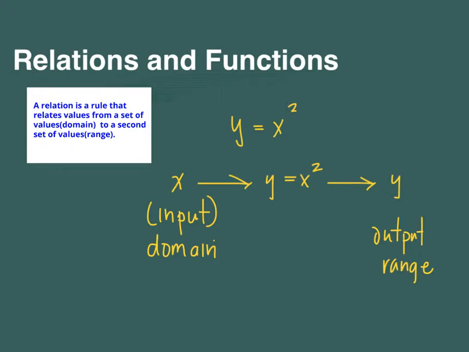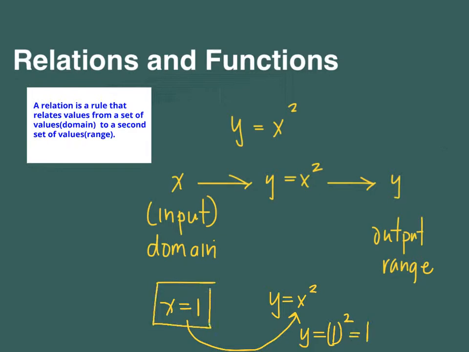To illustrate the idea, suppose that x is equal to 1. And if the rule is y is equal to x squared, then that means we are going to input 1 on the x. So this becomes y is equal to 1 squared, and the value is 1. So if we input x equals 1, we are expected to have an output equal to 1.